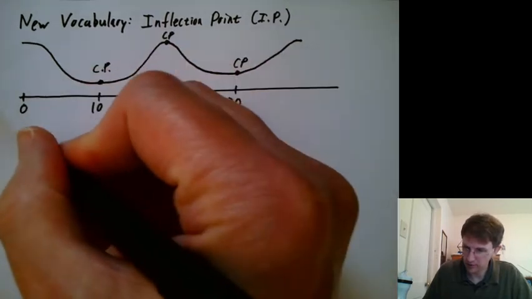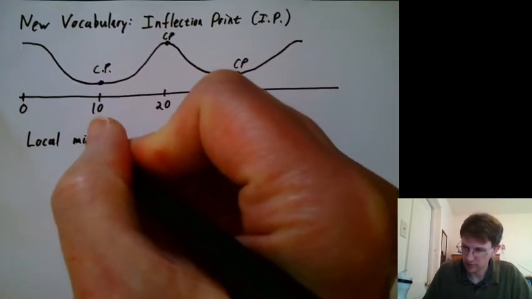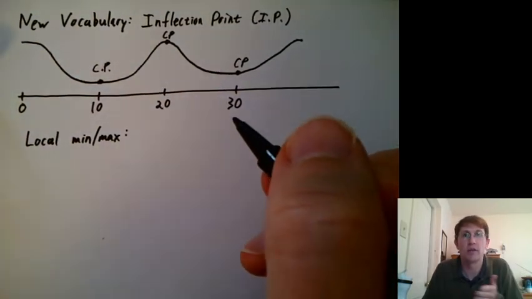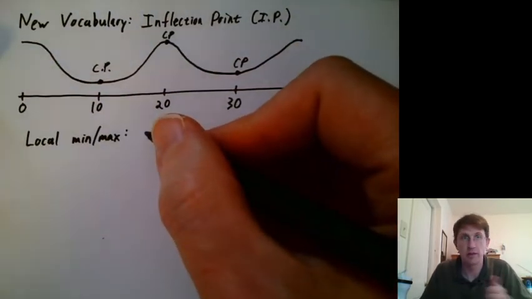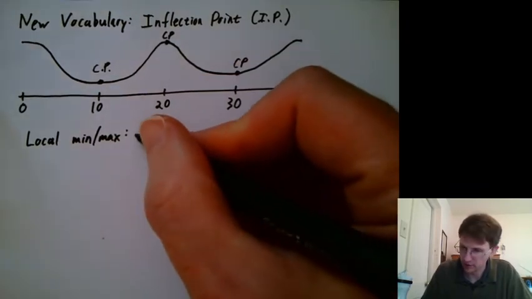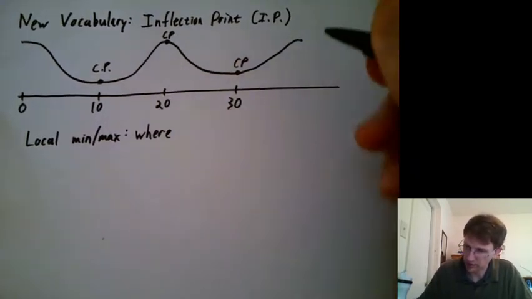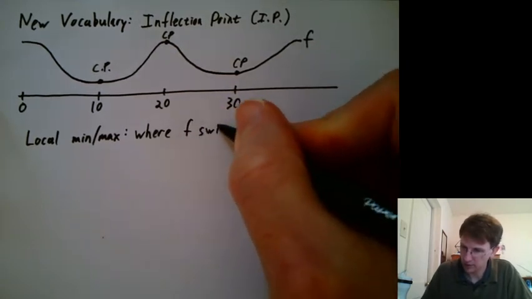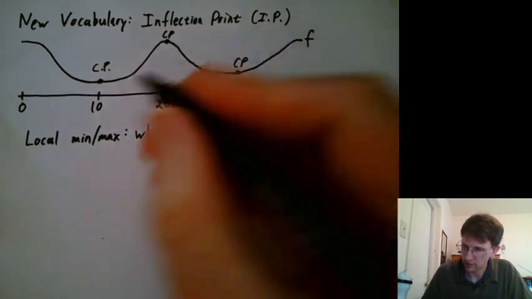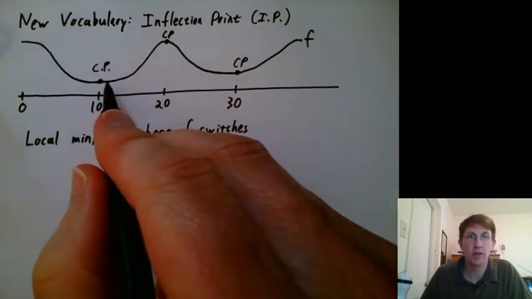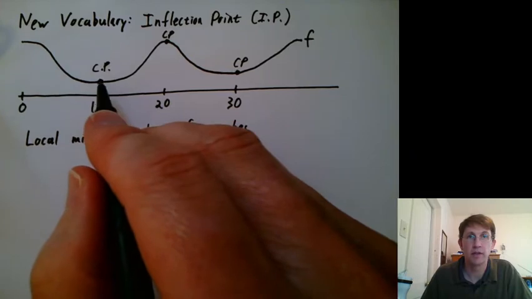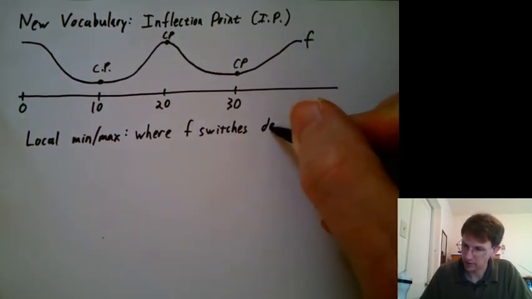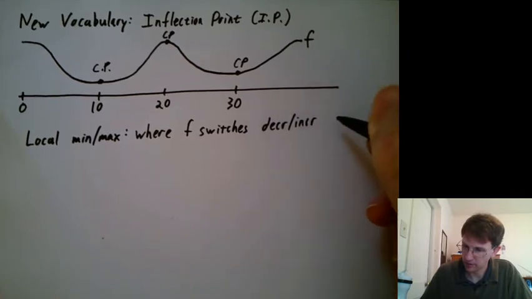Can we say the local mins and maxes are where the original function switches from what to what, or from this to that, or vice versa? I forgot to say this is our original function f, or where f switches. What's switching here when you get to the local min? f was decreasing and now f is increasing again. So where f switches from decreasing to increasing, or vice versa.